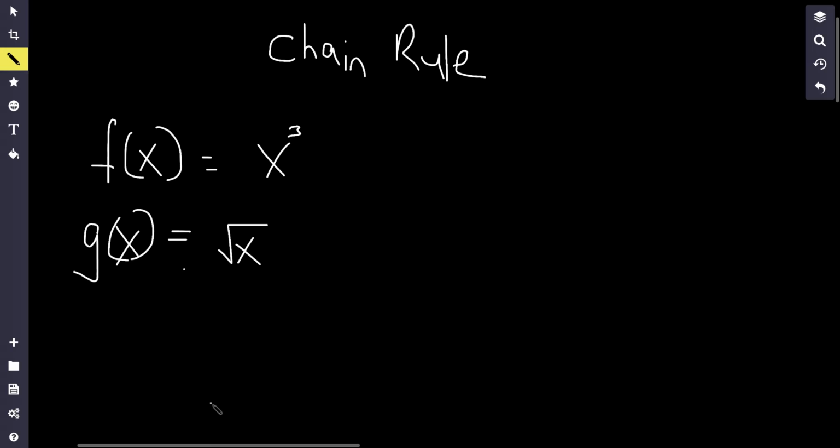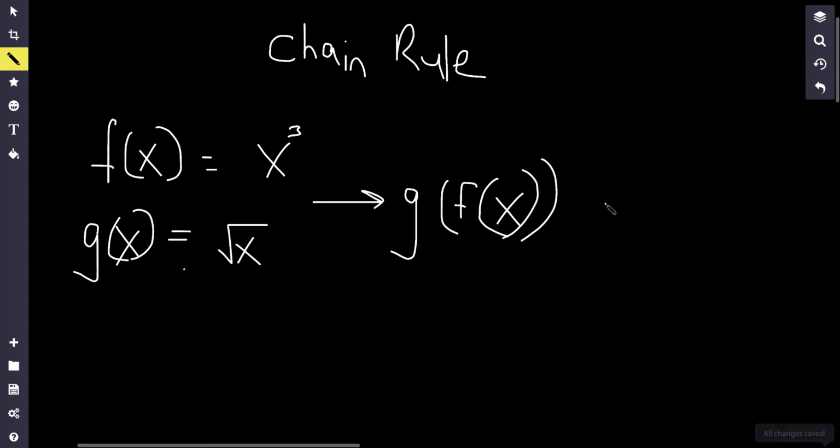x. All right. So now what I can do is put one function inside of the other function. And hopefully y'all know how to evaluate these composite functions. Let's say I wanted g of f of x, how would I do that? Well, g of x is equal to the square root of x. So g of f of x means that everywhere I see an x, I'm just going to replace it with f of x, which is x to the third power. So this is just going to be the square root of x to the third power.